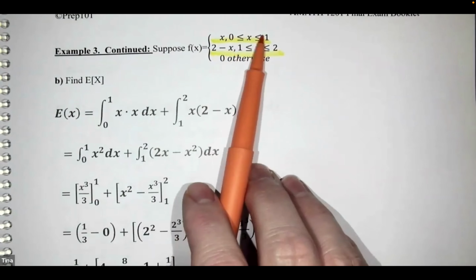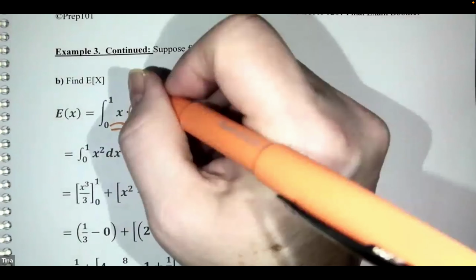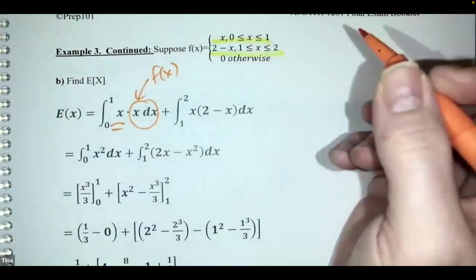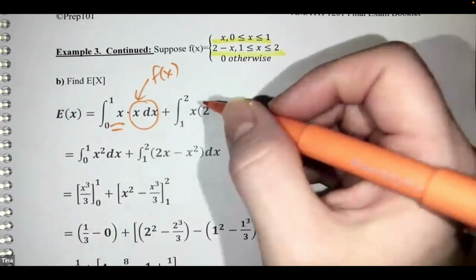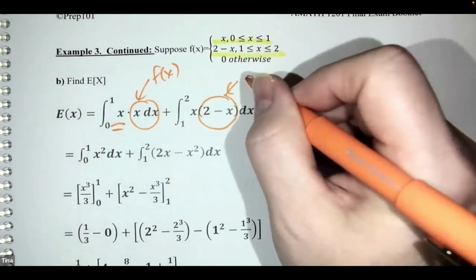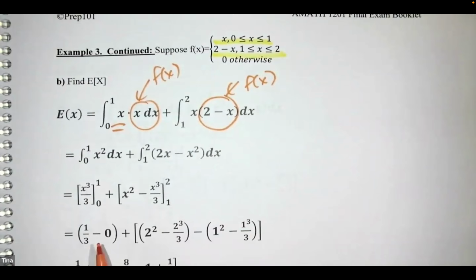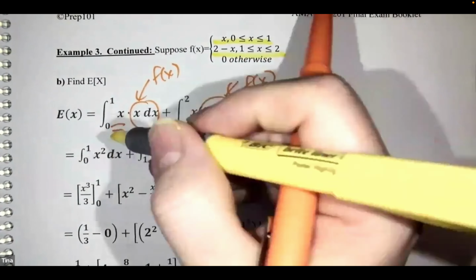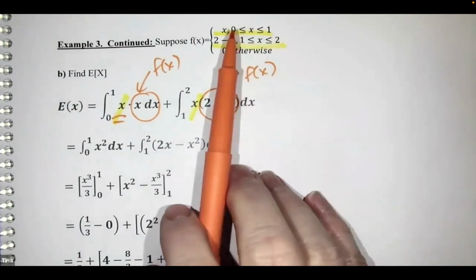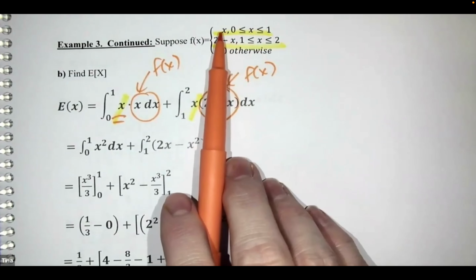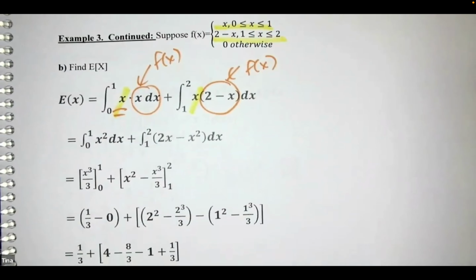So we do the integral from 0 to 1 of x, and then times the function. So this is f of x, and the formula is x f of x. And then here, that's our x, and then this is the function. So from 1 to 2, we do x times 2 minus x. So whenever you're doing E of x, you have to have x times the function as your formula. And again, it won't be negative infinity to infinity. It'll be whatever these piecewise functions are defined from.